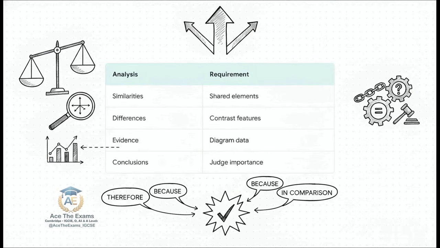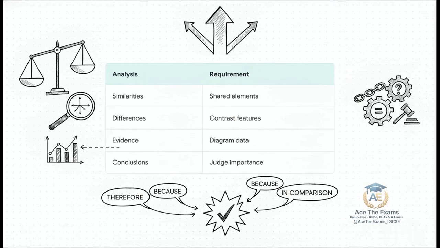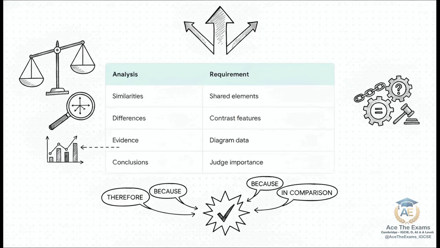The framework for critical analysis requires layers: descriptive, analytical, and evaluative. When a problem asks you to evaluate a system, you use comparative analysis. You identify similarities, you contrast key differences, but most importantly, you provide evidence. You support every claim with hard data pulled directly from your force diagram. And finally, you draw conclusions to judge relative importance.